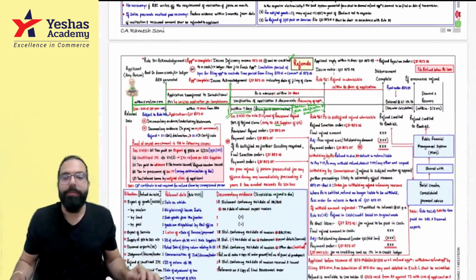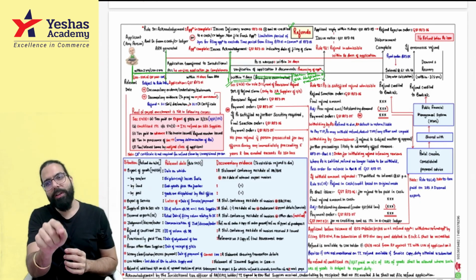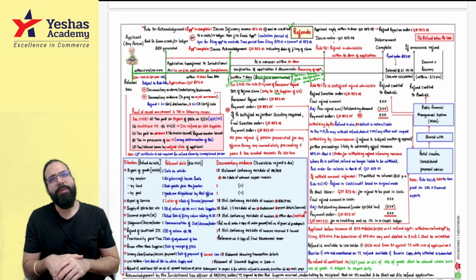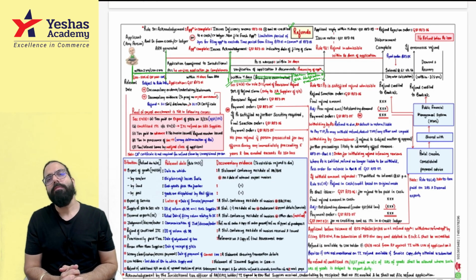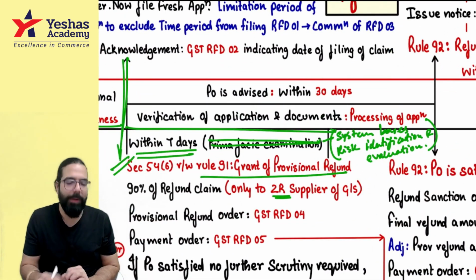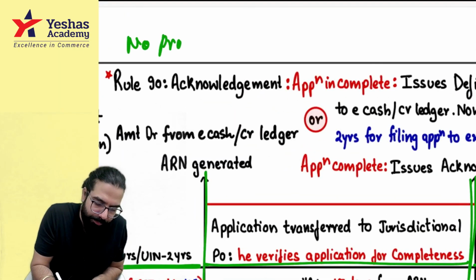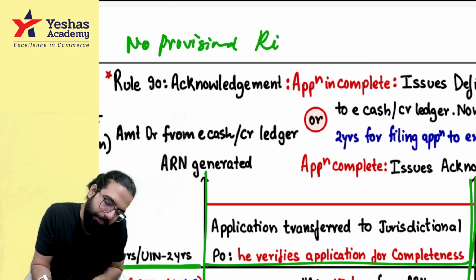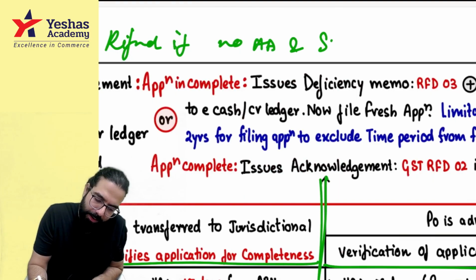Sir, what will we remember? Will you get refund on the basis of prima facie examination? No. Risk identification and evaluation will be done by the system, and then only they will decide. Secondly, in the case of provisional refund, the officer can reject your provisional refund also. Thirdly, if you have not done Aadhaar authentication, provisional refund will not be given, and in the case of TAPE. Please write down this point over here only and keep that no provisional refund if no Aadhaar authentication and supplier of TAPE.